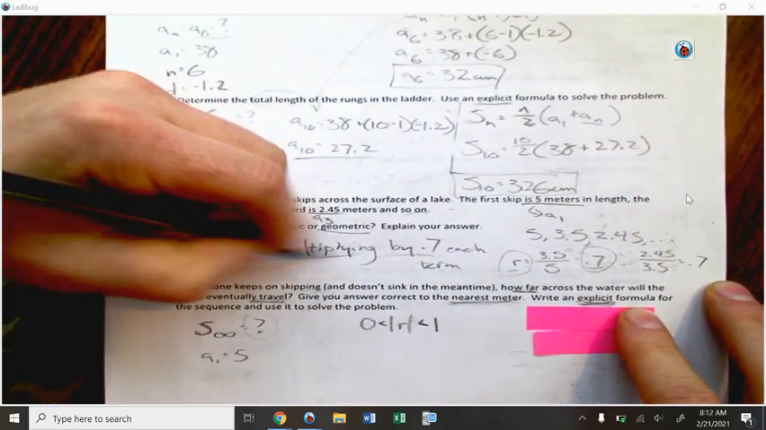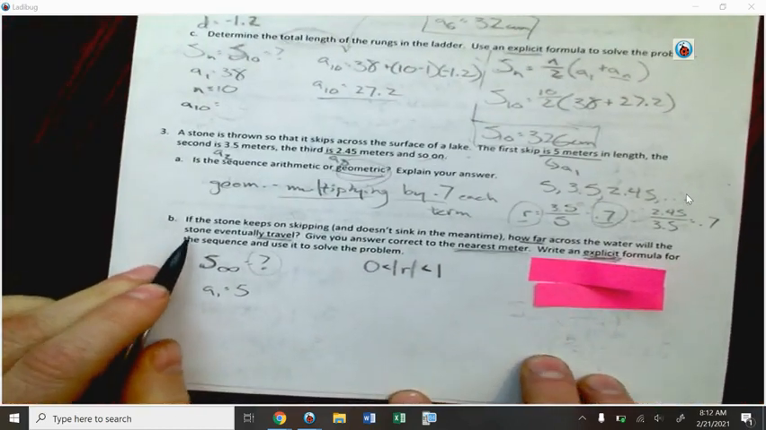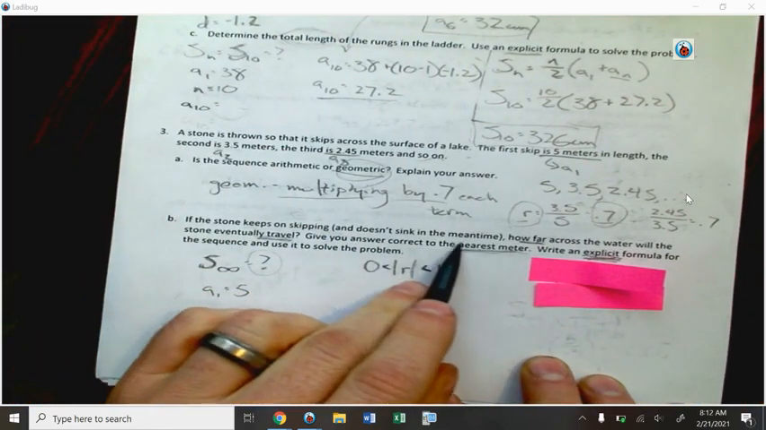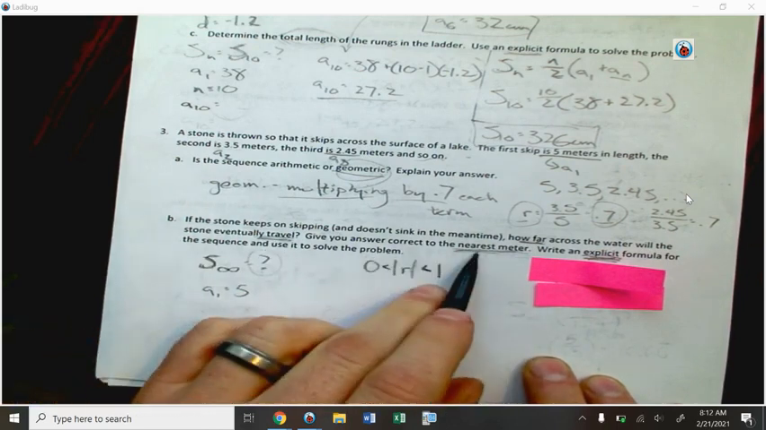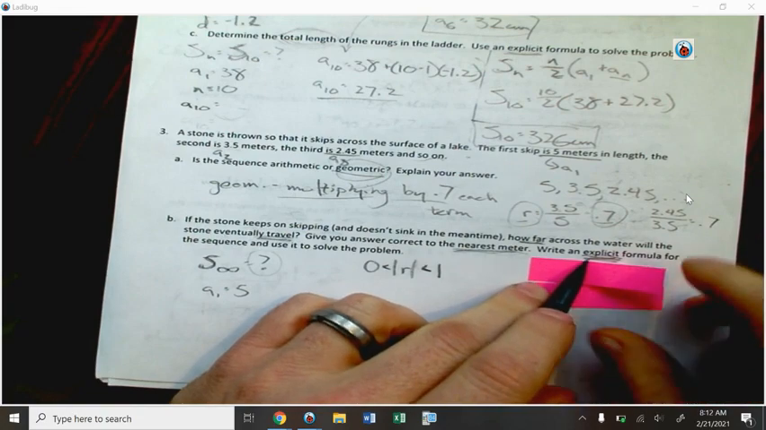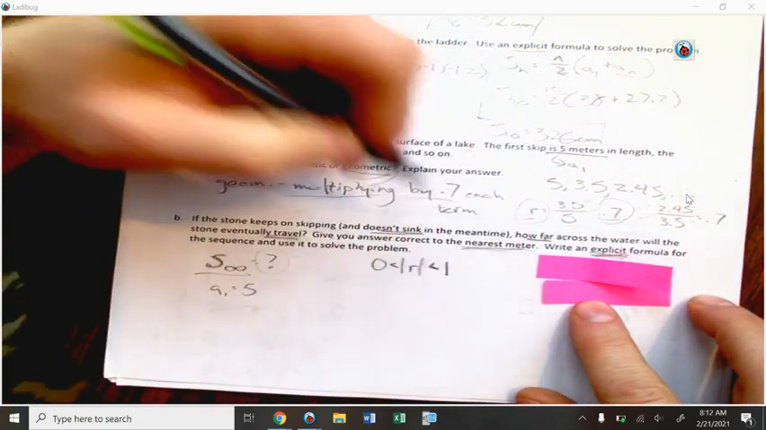Okay, so that's where we go for that one. We answered that question pretty easily. So now here's the question for part B. If it keeps on skipping and doesn't sink in the meantime, how far will it eventually travel? Answer to the nearest meter. So it's an infinite summation, and the thing is, it doesn't sink in the meantime.